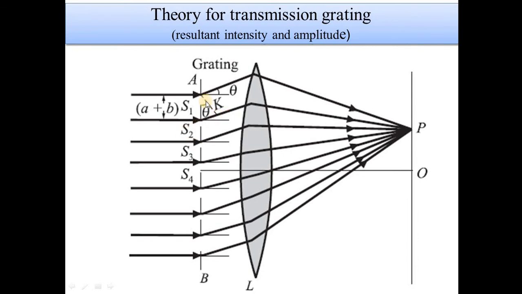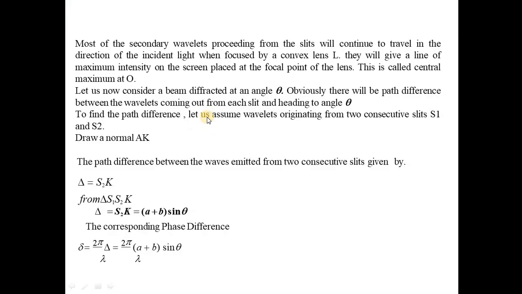Suppose we draw a perpendicular from S1 to meet the line S2K at the point K. You will get a triangle here. I'll name the vertices S1, K and S2. Since this is a perpendicular, S1S2 will be the hypotenuse. So what will be sine theta? Sine of this angle theta is the opposite side, S2K, by the hypotenuse. The hypotenuse S1S2 is A plus B. So from the triangle S1S2K, S2K will be (A plus B) sin theta.